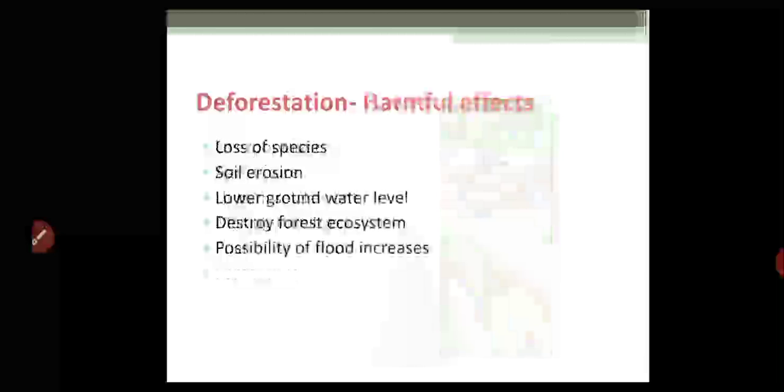What are some harmful effects of deforestation? Like loss of species, soil erosion takes place, lowers the groundwater level, destroys the forest ecosystem. Okay, it destroys the plant variety, it destroys the animals living in the forest, it destroys what we call the food chain, it affects the food web. It also increases the possibility of flood.